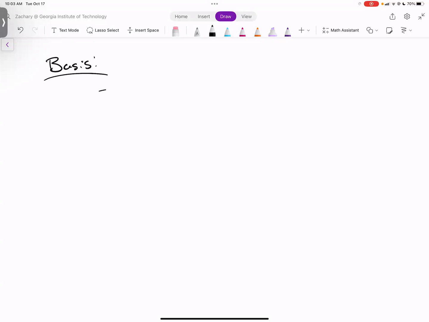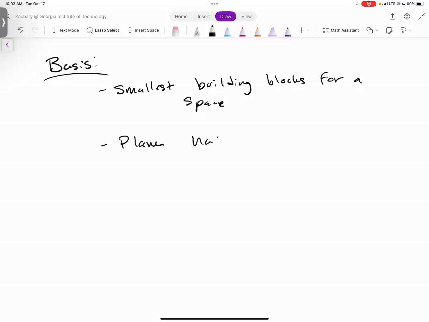And a basis is the smallest building blocks for a space. And what I mean by that is the smallest building blocks, a basis is usually composed of vectors. And for this class, they'll only be vectors. So what this means is if I have a plane, it has a basis of two linearly independent vectors in the space.